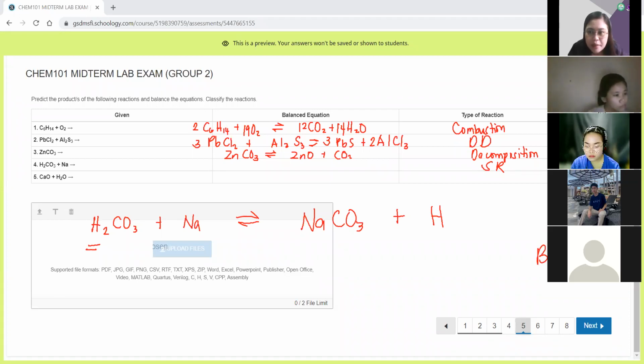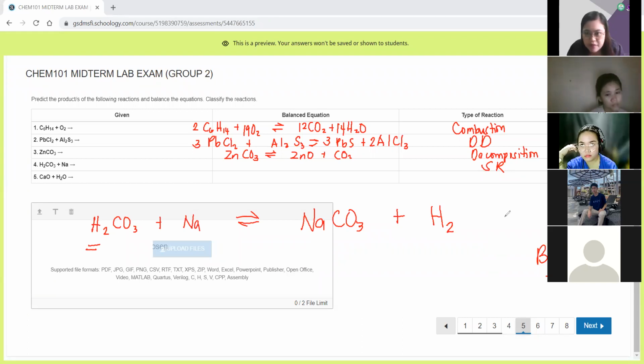Remember the diatomic molecules. What does diatomic molecules mean? If they do not combine with other elements, they will exist as a diatomic molecule. So just like this, you have to write H2. Now this one is sodium carbonate.